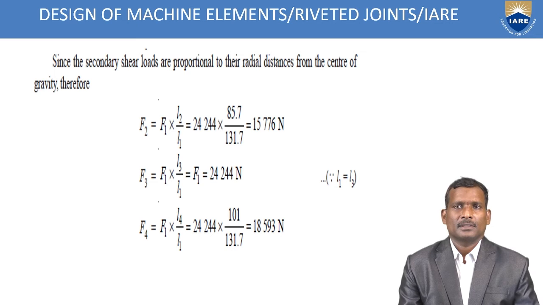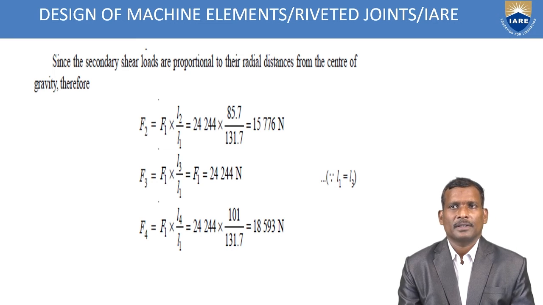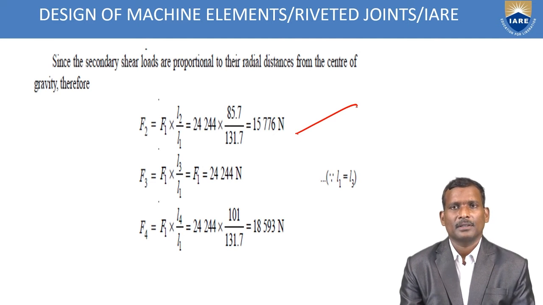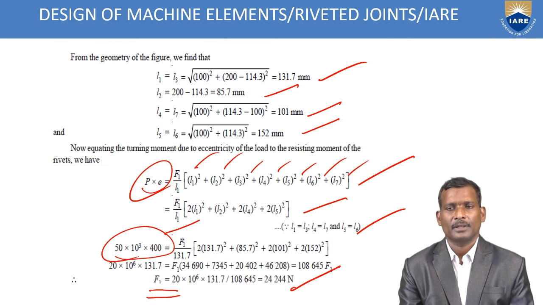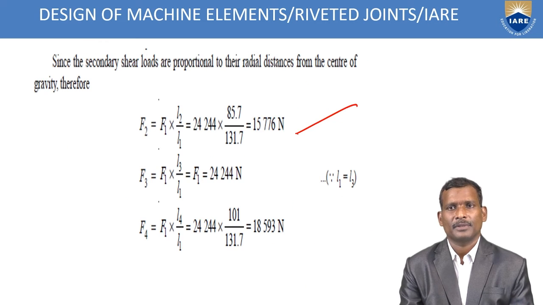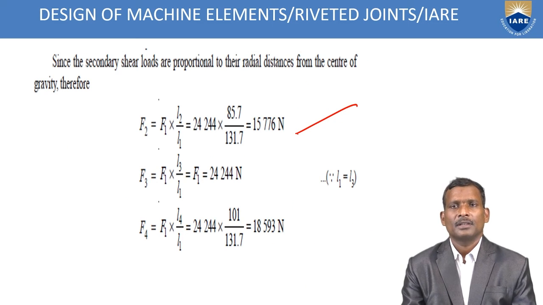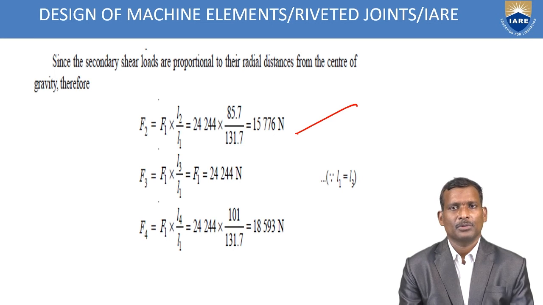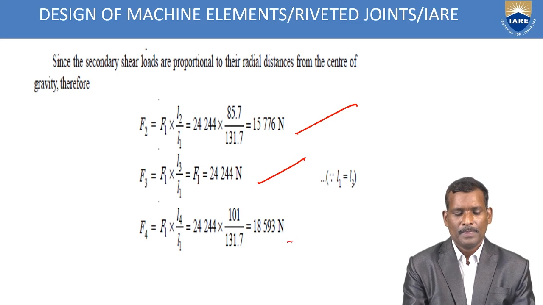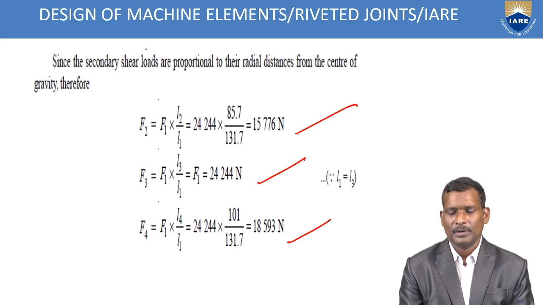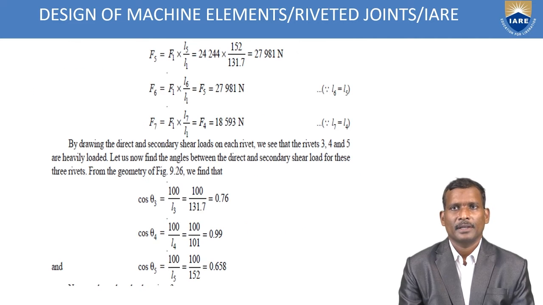After that, the secondary shear loads are proportional to their radial distance from the center of gravity. So again use this relation: F2 is equal to F1 into L2 by L1. After calculation of F1, if you know F1, you can calculate the remaining F2, F3 and F4 values. Clear? So F2 is F1 into L2 by L1. Similarly, F3 is equal to F1 into L3 by L1, and F4 is equal to F1 into L4 by L1. So find out these three, and again 5, 6, 7 also.